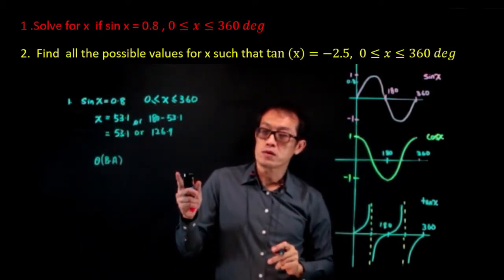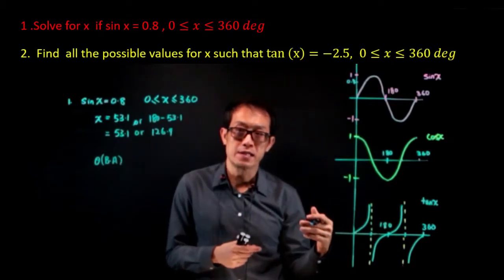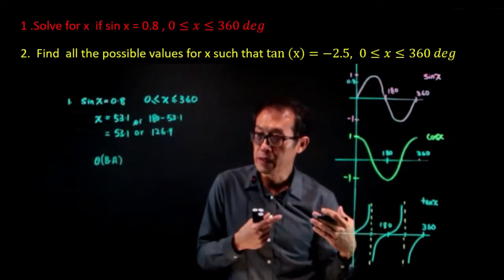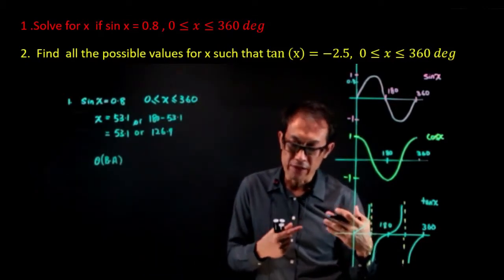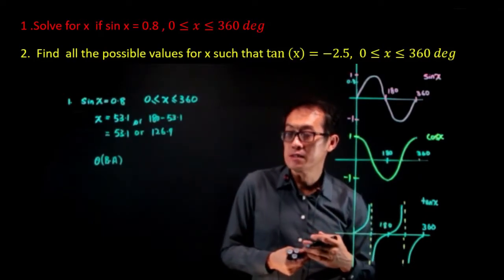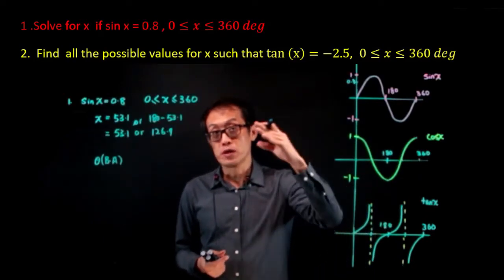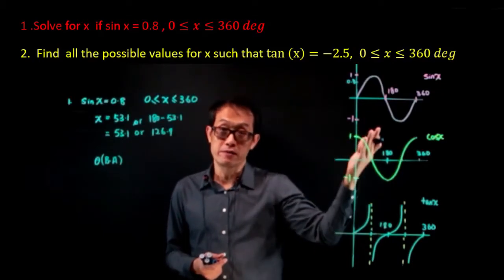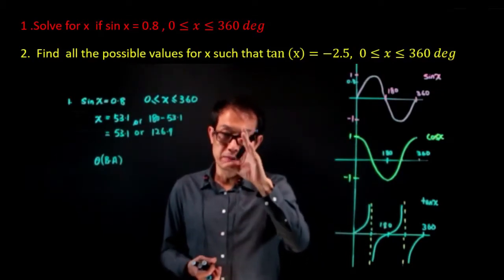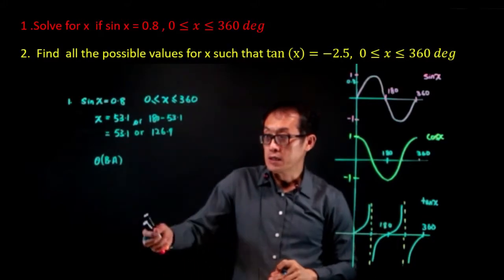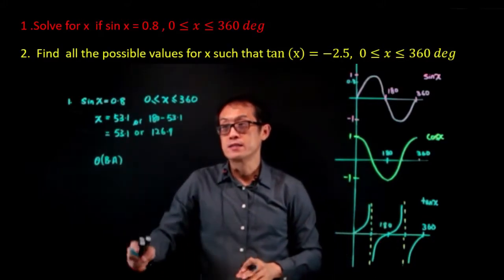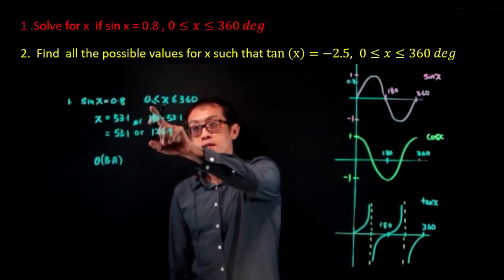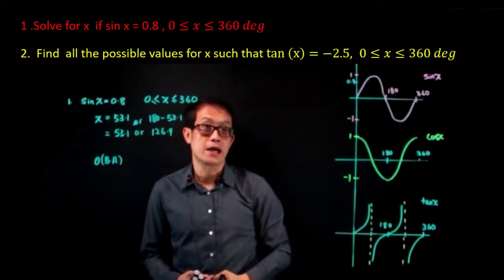Now, just to recap, the basic angle is the acute angle that is made with the x-axis. You can refer to the earlier part of the video, when I drew the basic angle for you. Now, what other angles within 0 and 360 have the same basic angle?